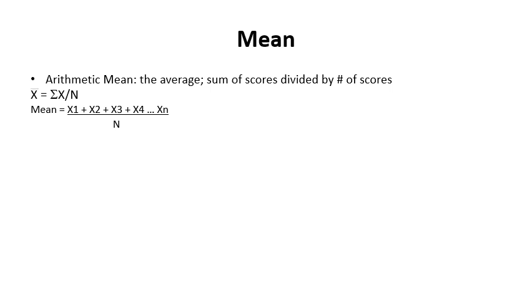Let's get into the mean. This should be stuff you already know. The arithmetic mean, the average, is the sum of all scores divided by n. So x1 plus x2 plus x3 all the way on, divided by n.